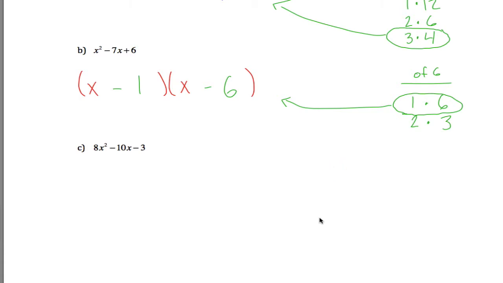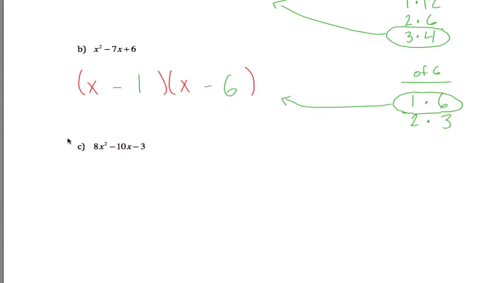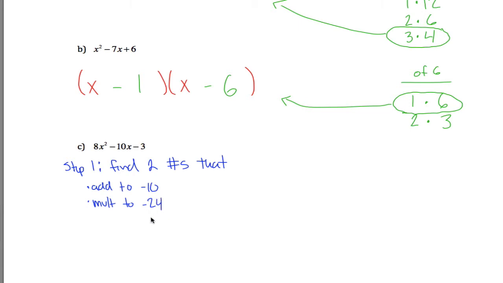So as I kind of mentioned at the start of this video, C and D are a little bit different. For C and D, there's a couple ways you can do it, and I kind of prefer this multiple step method, where in step 1, you find 2 numbers, and I want them to add to the coefficient on my x term, so I want them to add to negative 10, and I want them to multiply to the product of the coefficient on my x squared term and my constant term. What I'm saying is 8 times negative 3 is negative 24, so these 2 numbers that I'm searching for better multiply to negative 24.